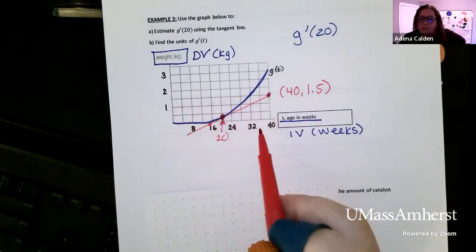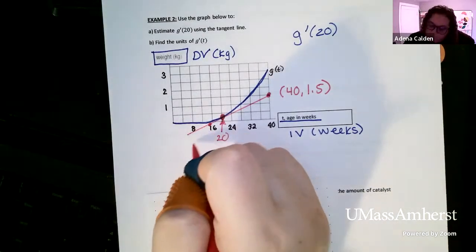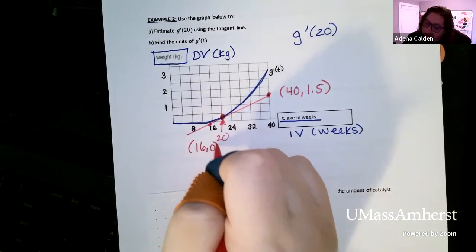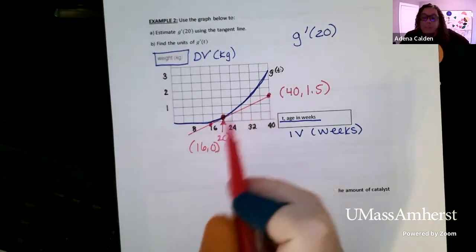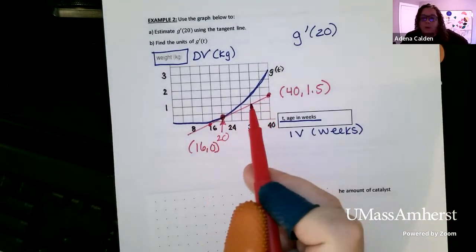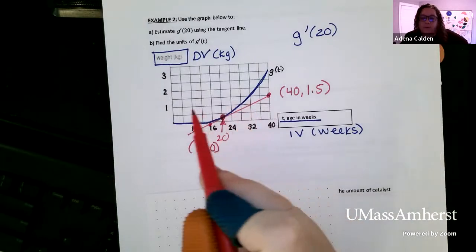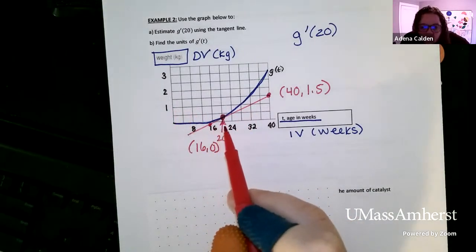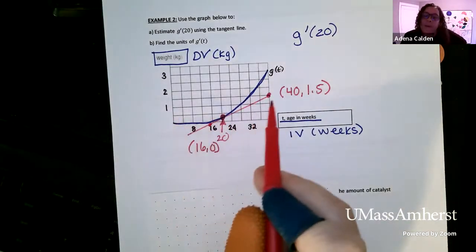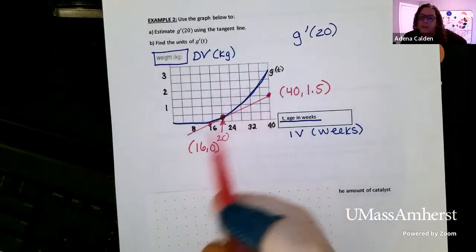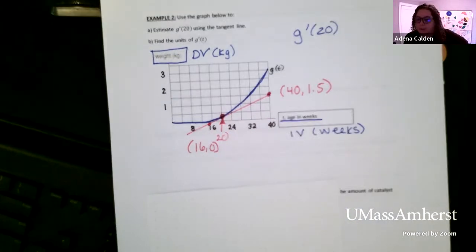So that's the 1.5, that's 40. And then I also used the point 16, 0, because that's what it looked like it crossed over here to me. But you can use any 2 points on this line, right? You could have used 32, 1. You could have used 20 and maybe, I don't know, 0.25, but any 2 points that look like they're on the line is what we want to use to approximate.